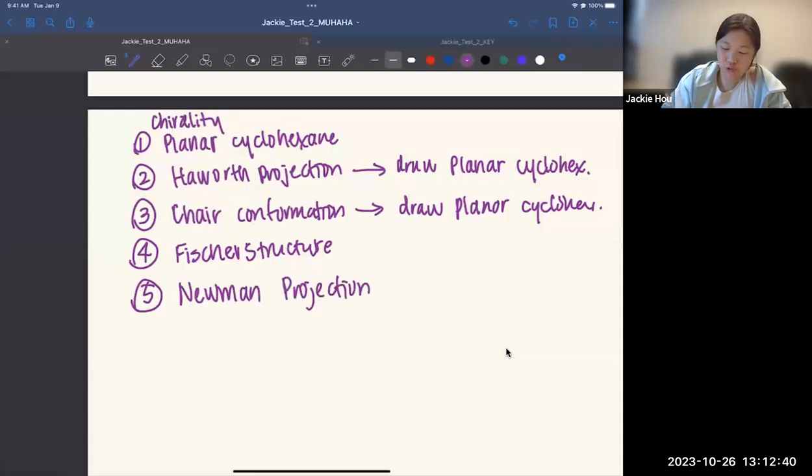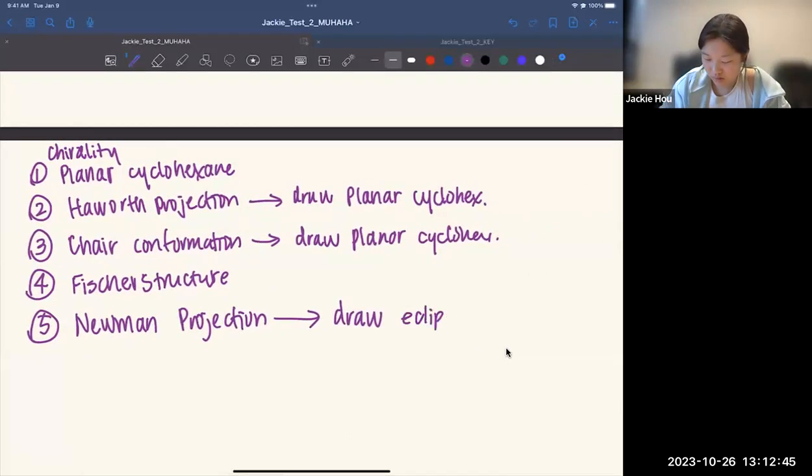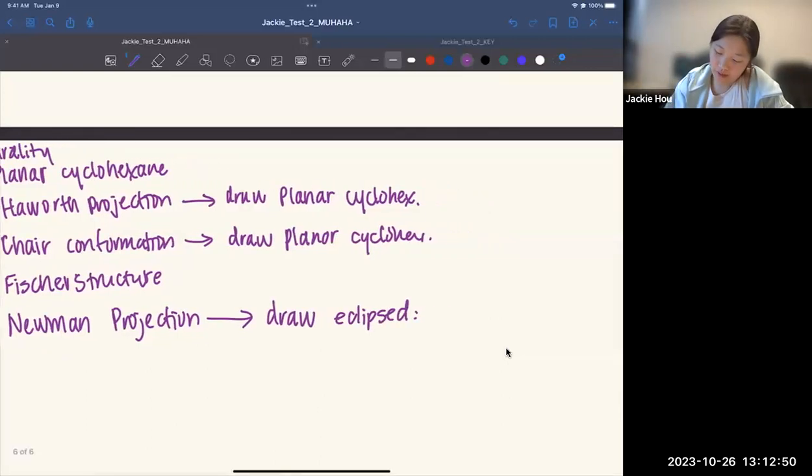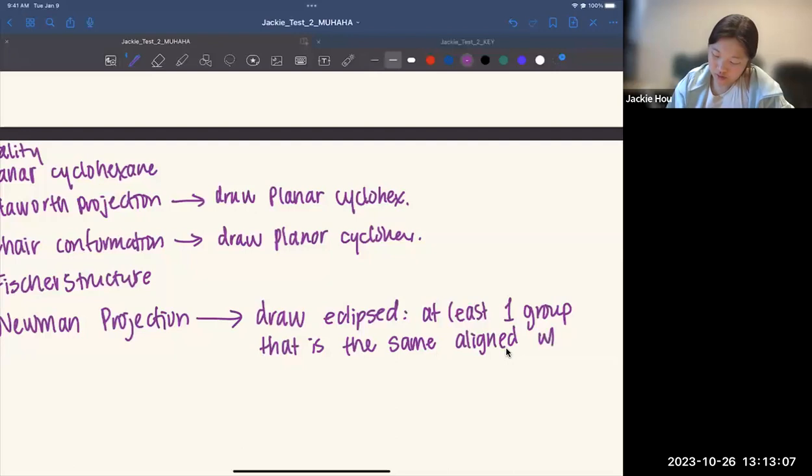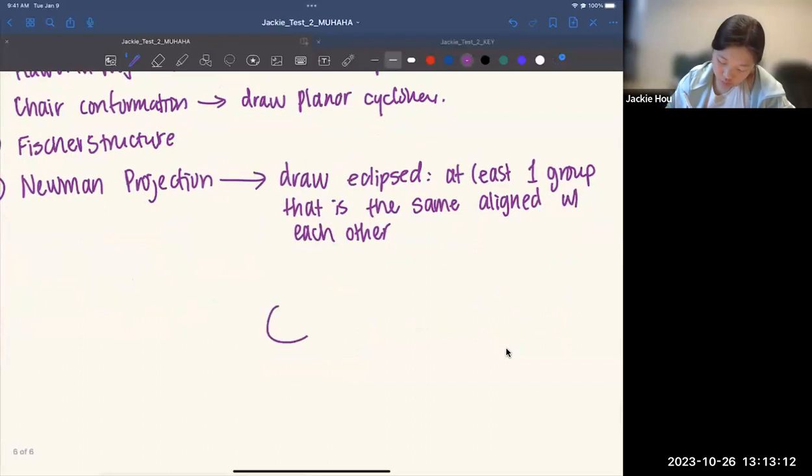Newman projection, you always want to draw it as an eclipsed conformation. And you want to do your best to try to have at least one group that is the same aligned with each other. And what I mean by that is if you had something like this where you drew it as eclipsed, right?